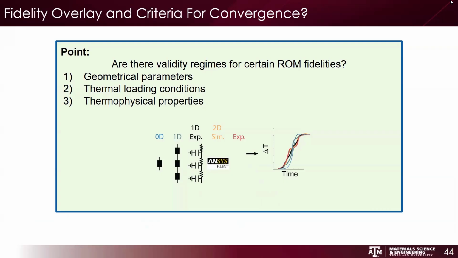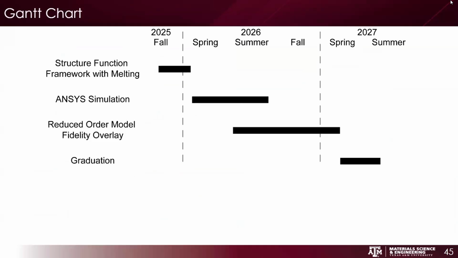After all this is done, we should be able to combine all the works and then make some metrics over which some 0D, 1D structure functions or 2D models are valid within these systems. So the Gantt chart of this would be initially the iTherm proceedings is due in January. So we'll do the structure functions first. Then I'm currently working on ANSYS simulations. Then after we have all the reduced order models done, we'll be able to overlay them, hopefully write a paper on that, and then go towards dissertation.